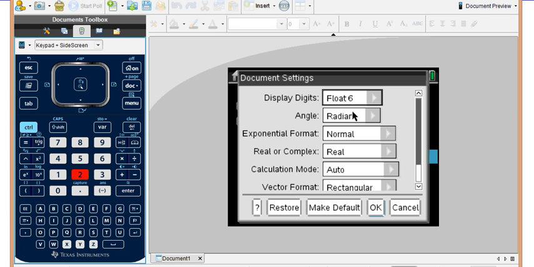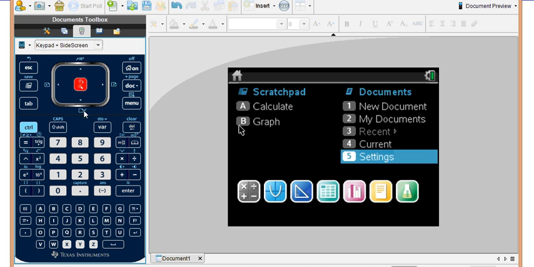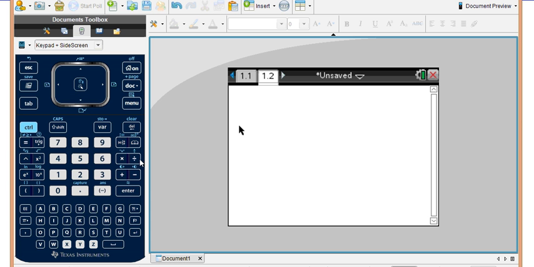Here we are in document settings. I see that we are in radians. Well, we need to get degrees to have this work. So we tab over to change here. We go to degrees, and we're going to tab down to OK. Here we are now in degrees. Let's go get a calculator page, and we're going to take the radical.